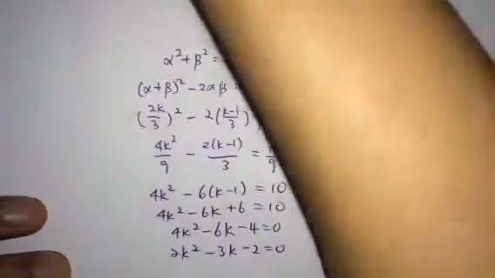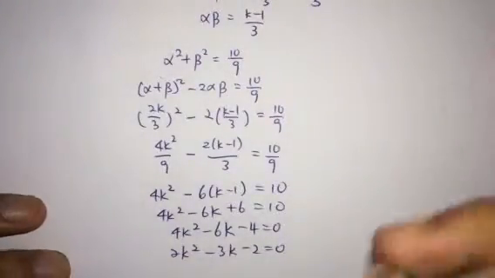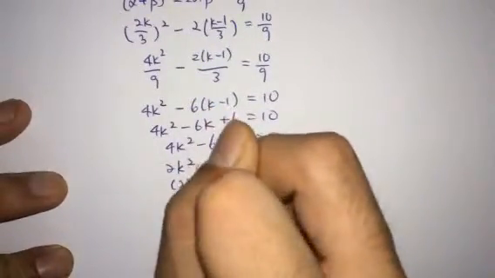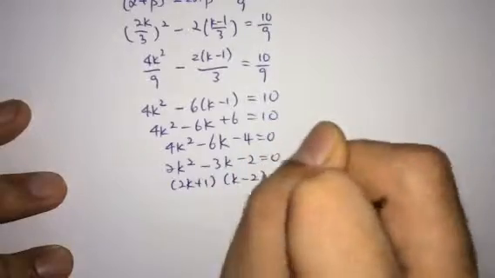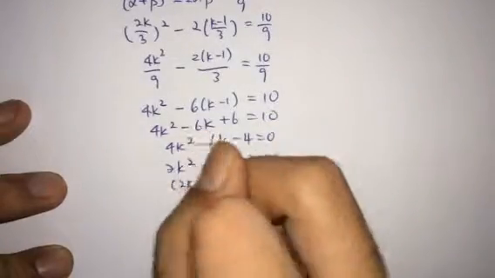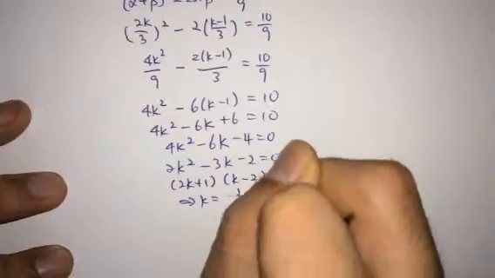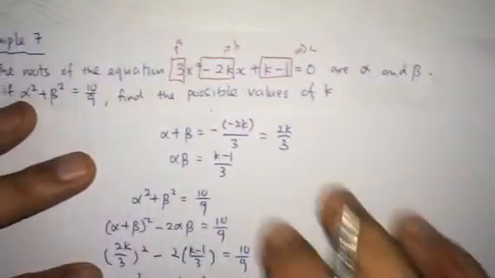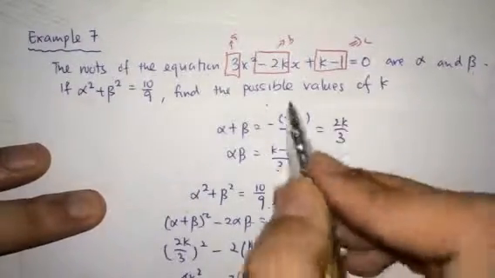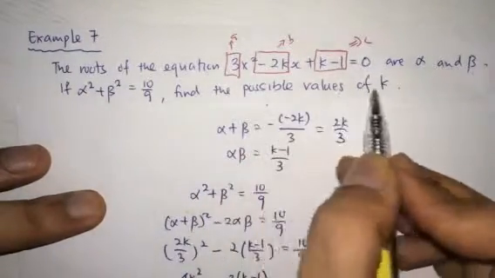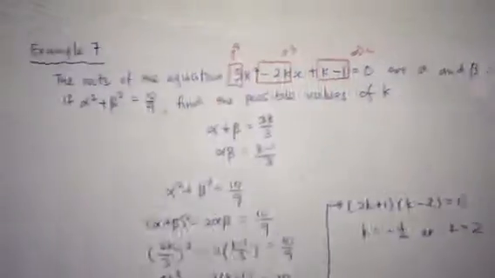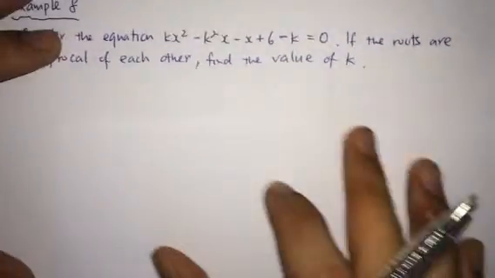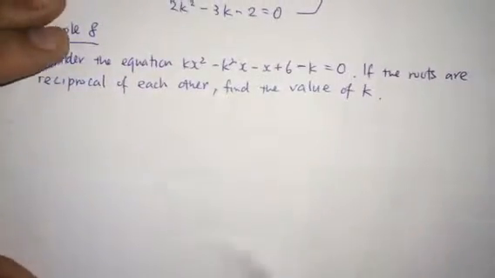By factorizing this, we should be able to solve the equation. So by factorizing this, we have 2k plus 1 times k minus 2 is equal to 0. This means that k equals minus half or 2. So this will solve my question in example 7. That's the reason why they ask for possible values of k. Now, let's take a look at example 8, which is the final example that we are going to talk about.